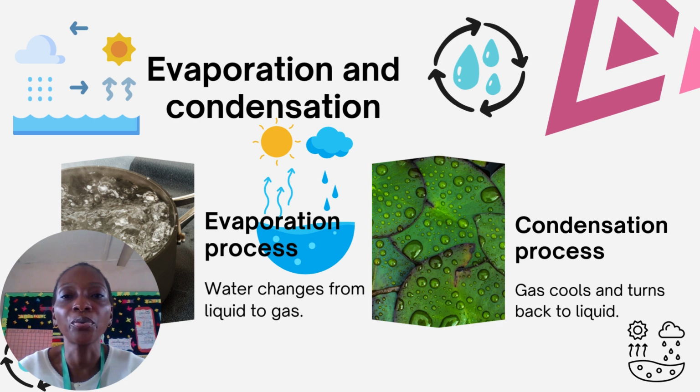Firstly, the evaporation process. In the evaporation process, the water changes from liquid to gas and it rises upward. Now, in the condensation process, the gas that has risen up cools down and it turns back to liquid. That means it becomes water again.